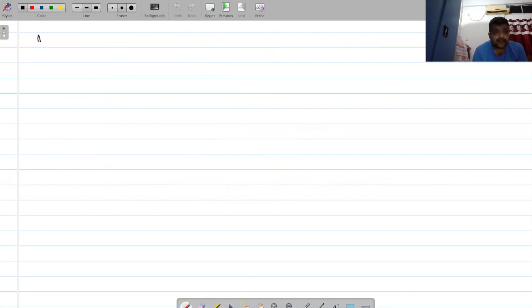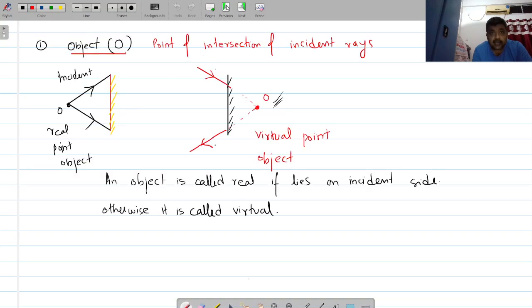How about for image? Okay, so again let us draw a plane mirror, polished surface. So here you have this incident ray. Okay, here I made a mistake actually. See here, the incident ray is going in this direction, and then it appears to converge at this particular point. So here the incident ray appears to converge. That is why it is a virtual point object.